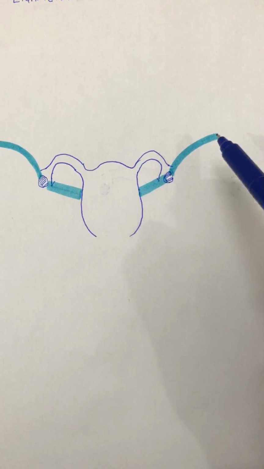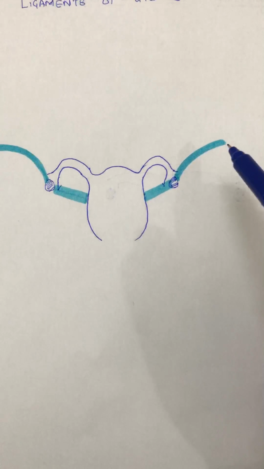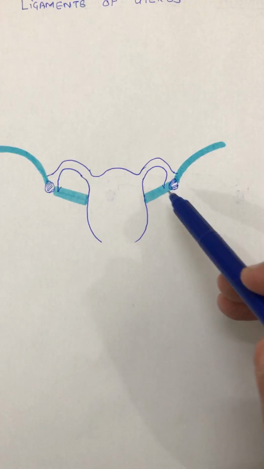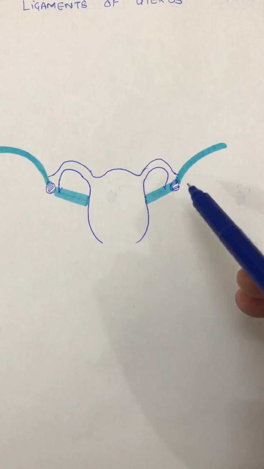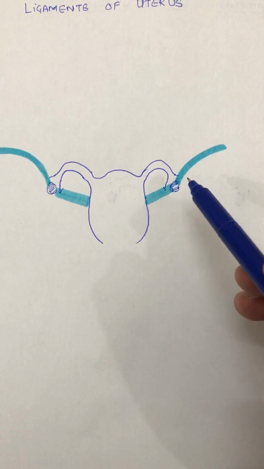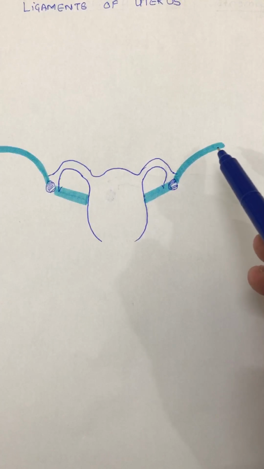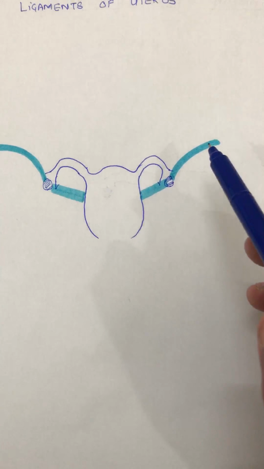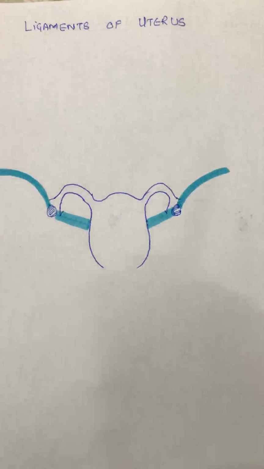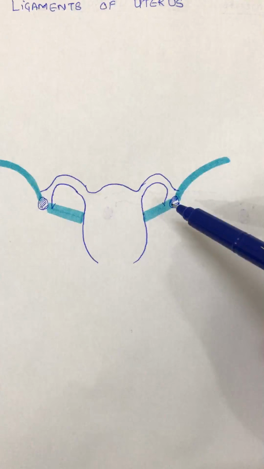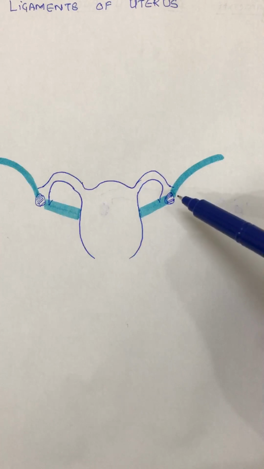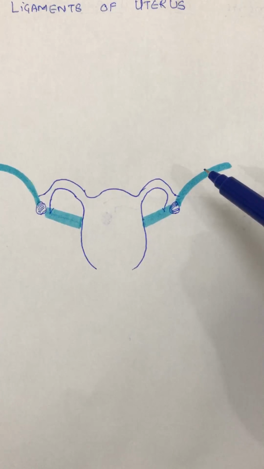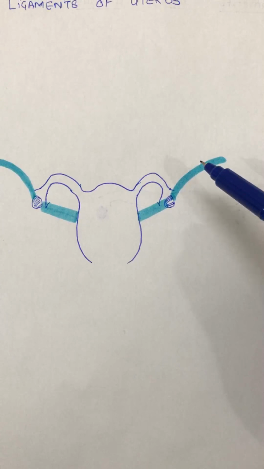ligament of the ovary. Now the major thing to remember is that the ovarian ligament does not contain the ovarian vessels. In fact, the suspensory ligament of the ovary contains the ovarian vessels. Now, since the suspensory ligament contains the ovarian vessels, it is ligated during oophorectomy so that there is minimal bleeding.